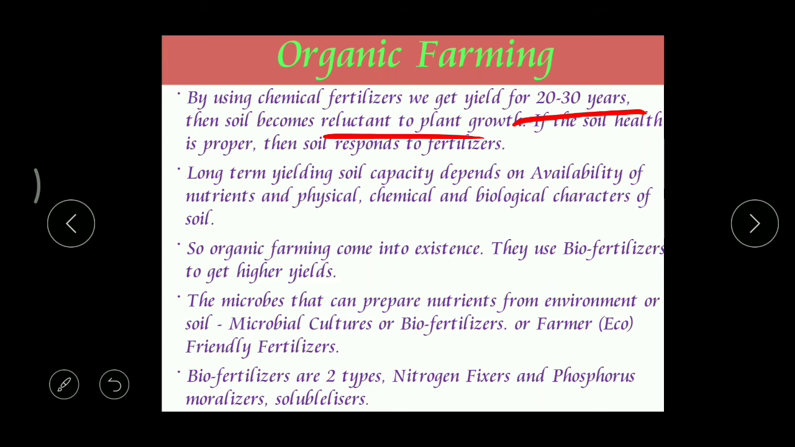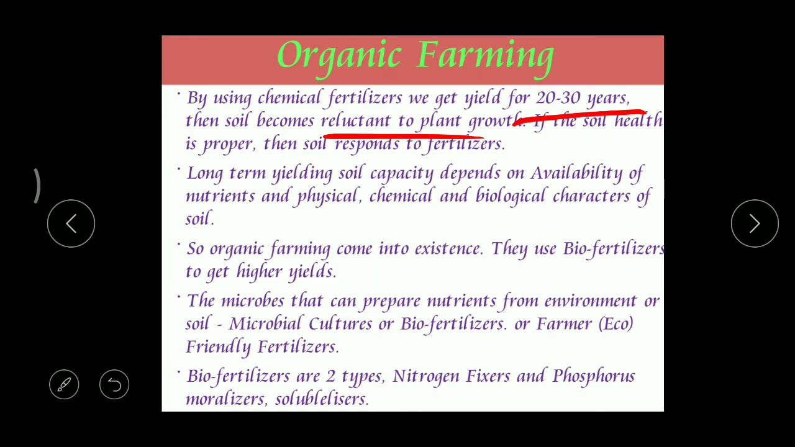If the soil health is proper, then only the soil responds to fertilizers. When a soil is in a good healthy condition, then only the soil can use the fertilizers. But when we use chemical fertilizers for more than 20 or 30 years, soil health is damaged, and so the soil cannot use these fertilizers. Even though you add fertilizers, it becomes useless. So long-term yielding of soil depends upon what?